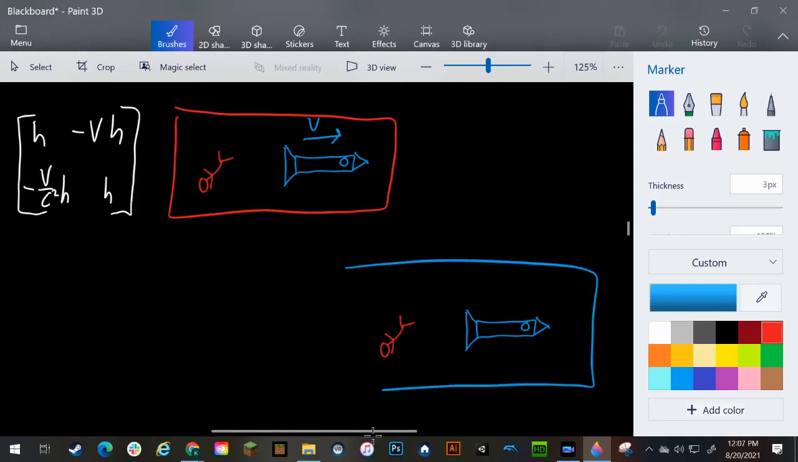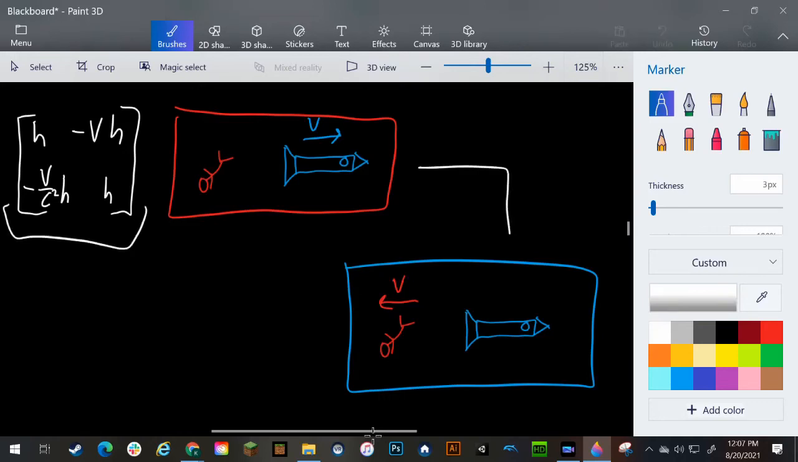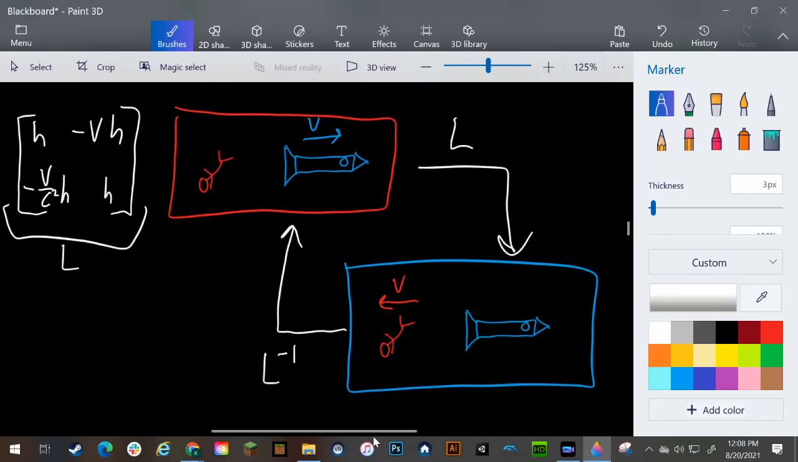And in Carl's reference frame, Bob appears to be moving to the left with that same velocity v. This transformation that we're solving for, this matrix, let's call it L, takes us from Bob's reference frame to Carl's reference frame. But we know there will be some other transformation, L inverse, which takes us from Carl's reference frame back to Bob's reference frame. L and L inverse undo each other.